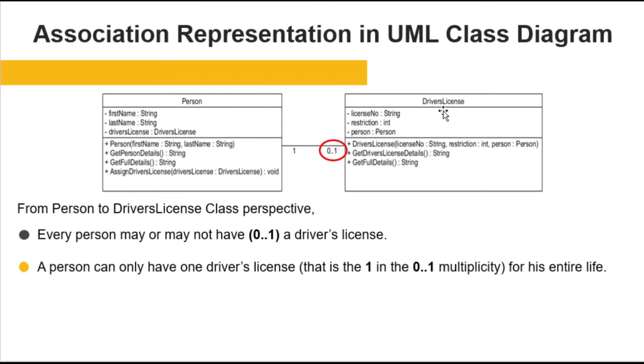Again, from person to driver's license, you will take a look at this multiplicity. Okay, not this one. From person to driver's license, take a look at this multiplicity. From driver's license to person, you will take a look at this multiplicity. Going back to our discussion, a person can only have one driver's license, and that is the one in the 0 or 1 multiplicity from person to driver's license for his entire life. So combining the two cases makes it a 0 or 1 relationship. So from person to driver's license, we will use association with the 0 or 1 multiplicity.